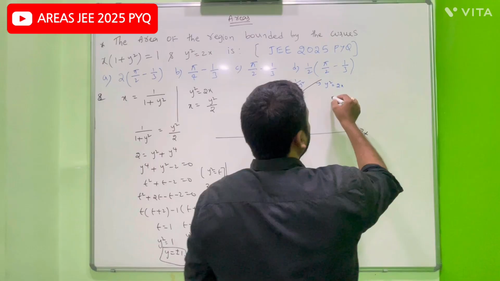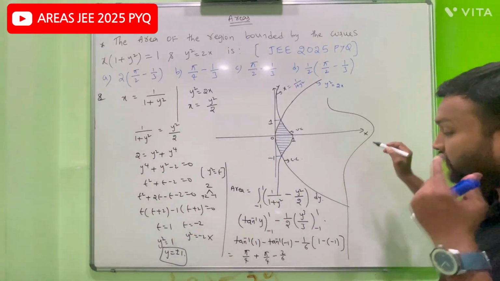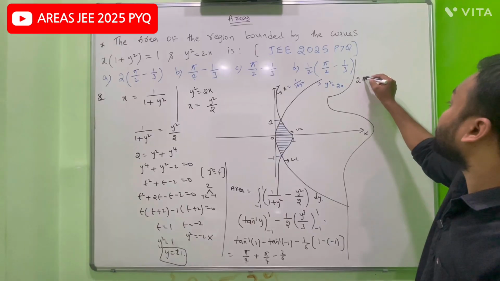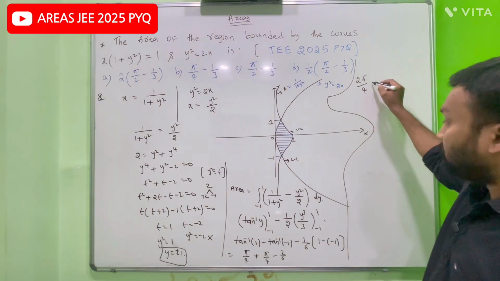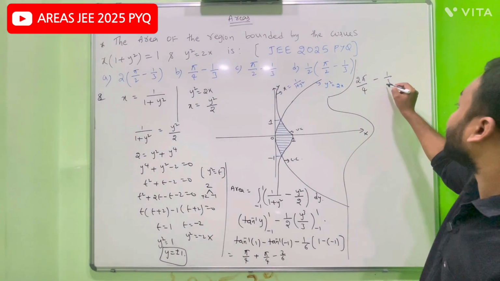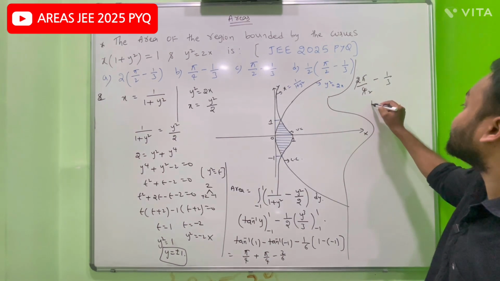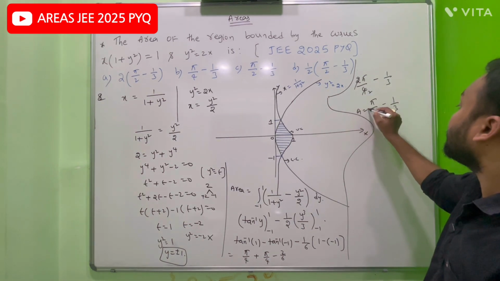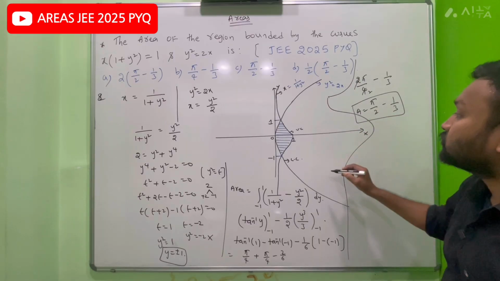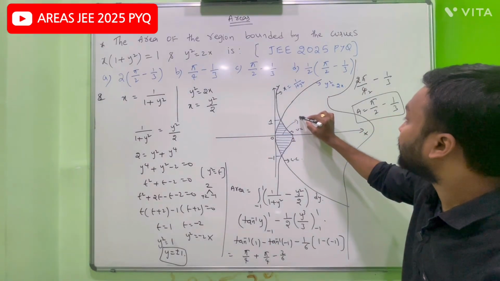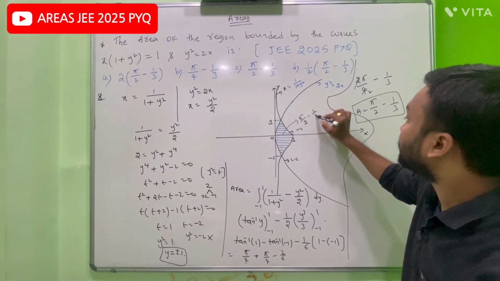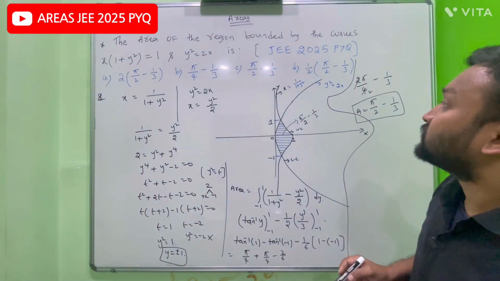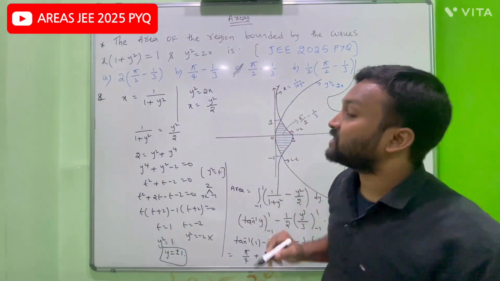So from this we get π/4 + π/4 = 2π/4, minus 2/6, which is 1/3. The 2s cancel, so π/2 - 1/3 is the bounded area. So this area is completely π/2 - 1/3. That is what the question is asking. Is π/2 - 1/3 there in the options? Yes, it is there. Option C is the correct answer.